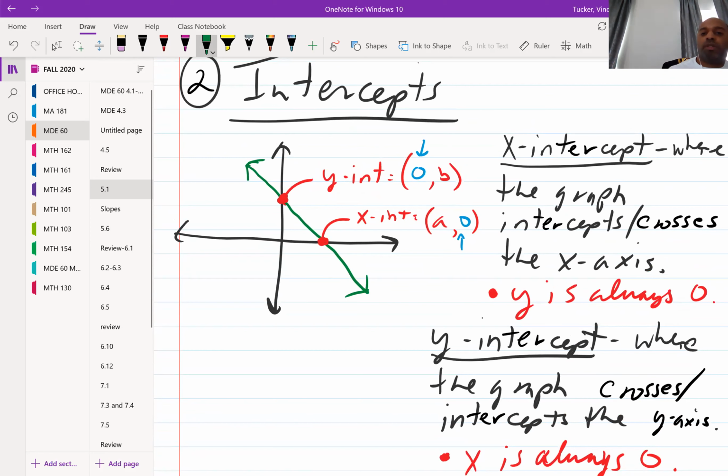And also, that's reflected in our coordinates: 0 for x for your y-intercept, 0 for y in your x-intercept.